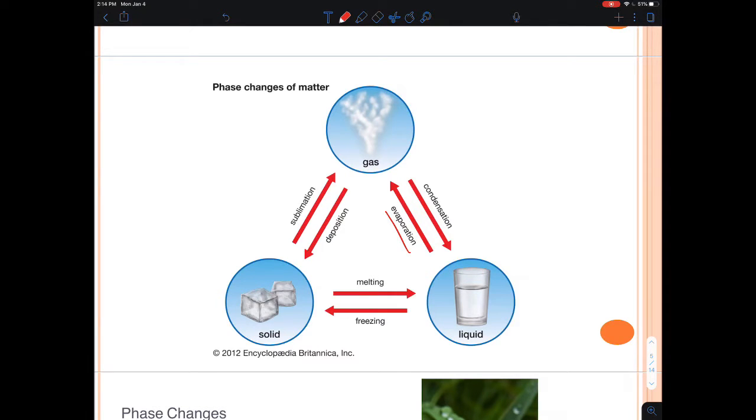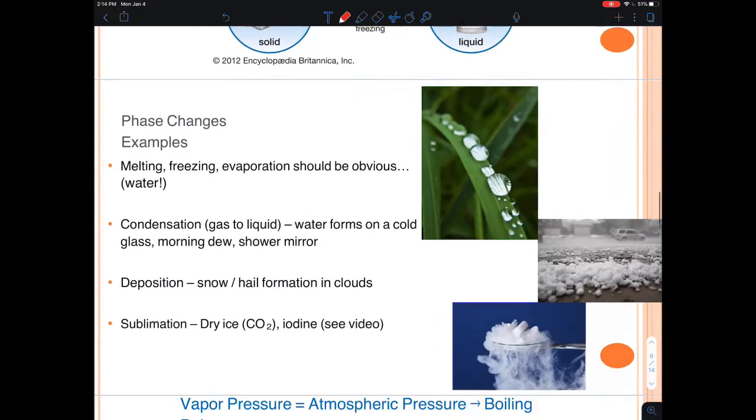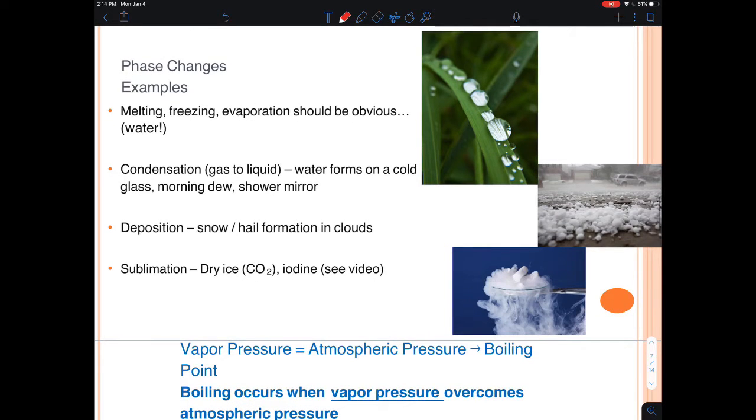What you might not know is sublimation and deposition. So solid to gas and gas to solid, those are a lot more uncommon. Okay, so I want to go over some examples so that you can hopefully understand this a little better. So some examples, again, you should know melting, freezing, and evaporation.